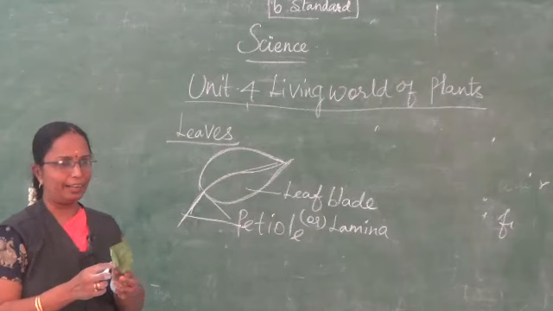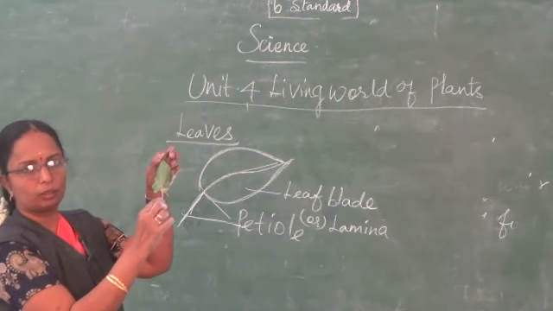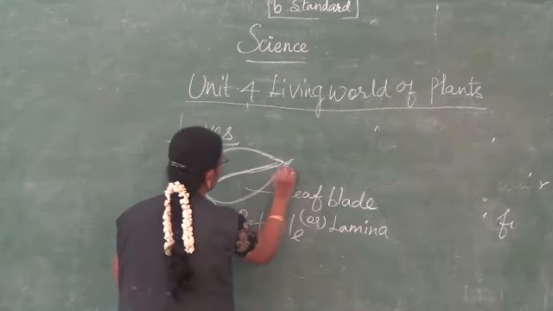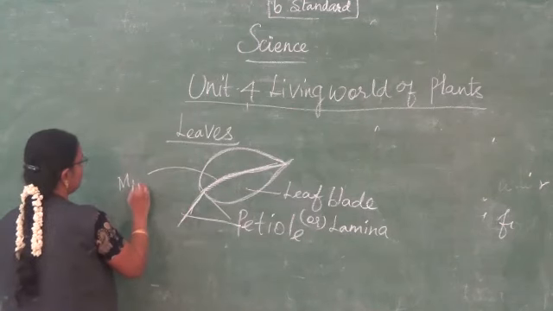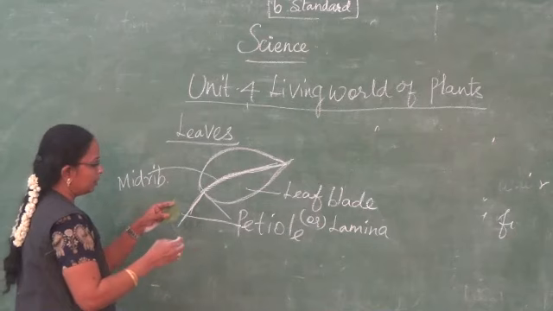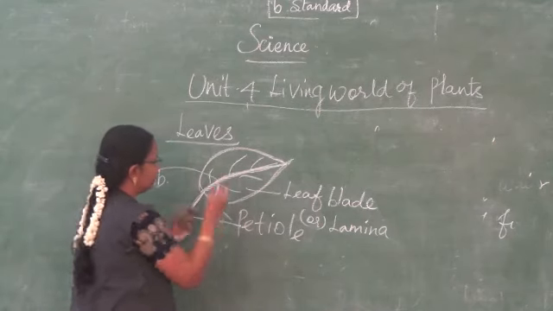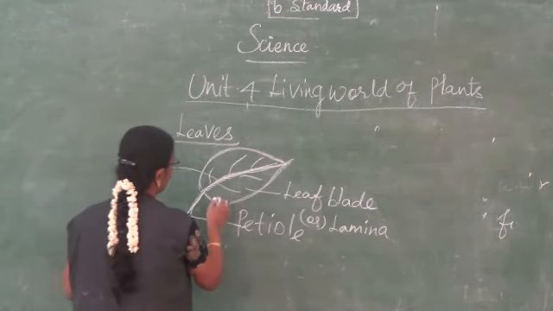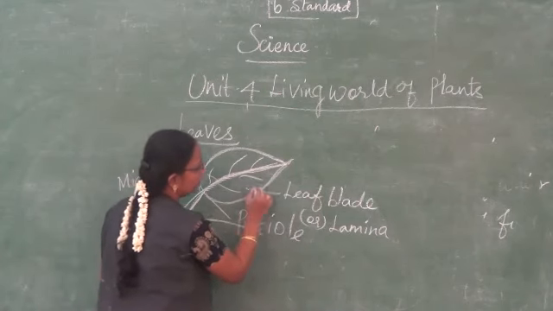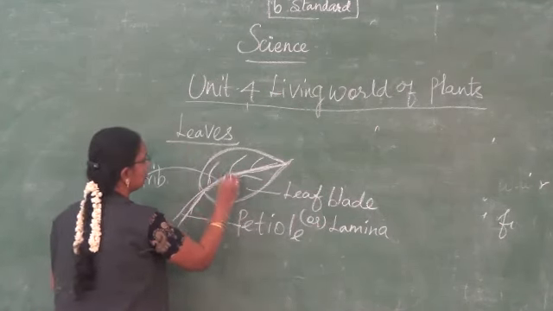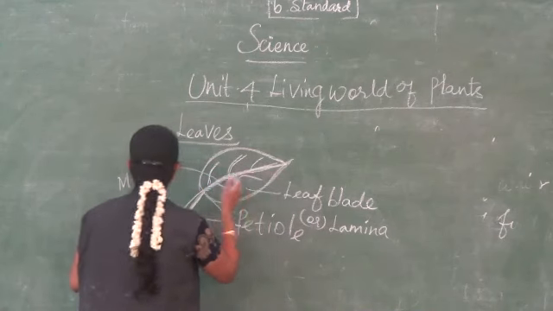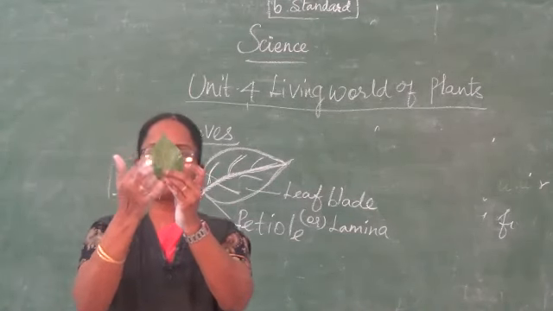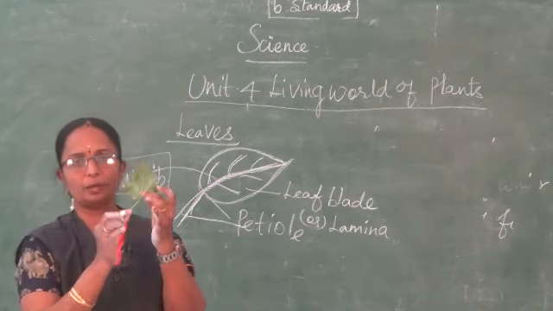And then we can find a vein which is passing through the center of the leaf. This main vein is known as midrib. And then some lateral veins arise from the midrib. So the leaf consists of the petiole, the leaf blade or lamina, and the veins. The main axis is the midrib, and then other branches also arise from it. So these are the parts of the leaf.